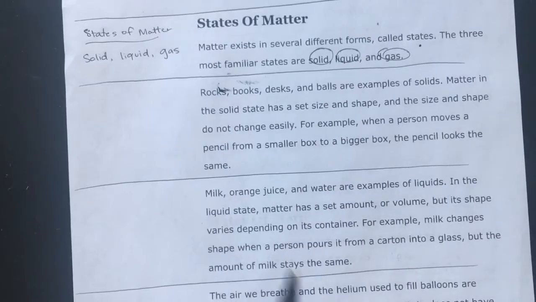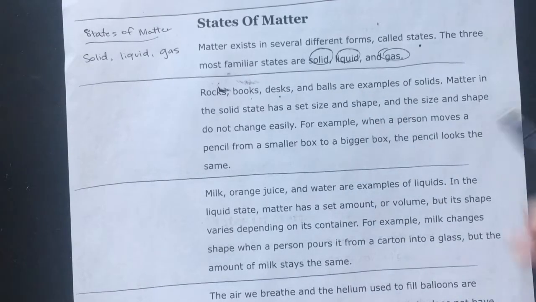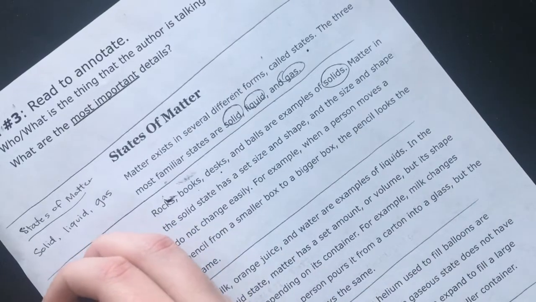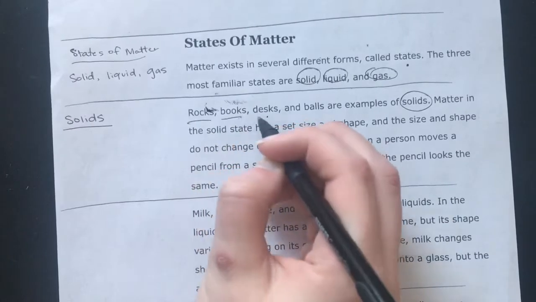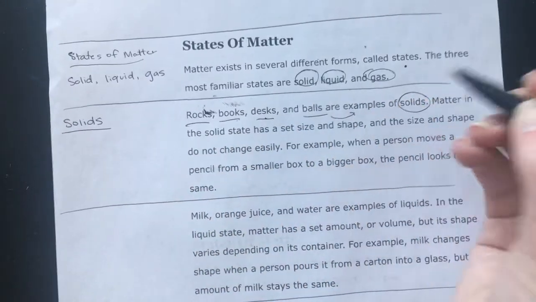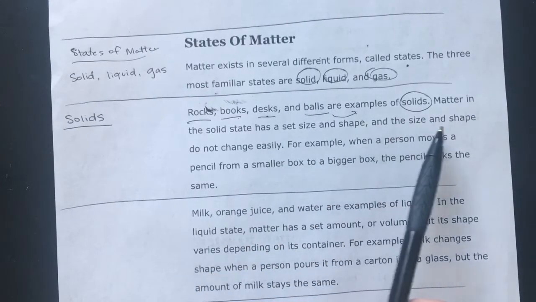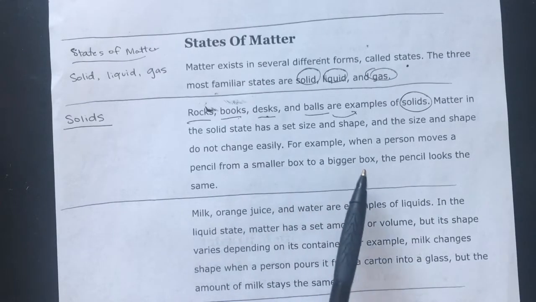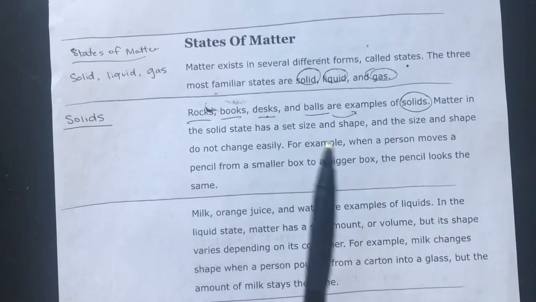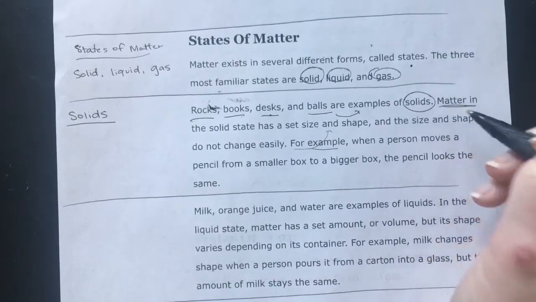Okay, next paragraph. Rocks, books, desks, and balls are examples of solids. So I know we're talking about solids in this paragraph, so I'm going to write solids over here. Okay, and then these are just examples. Matter in the solid state has a set size and shape, and the size and shape do not change easily. For example, when a person moves a pencil from a smaller box to a bigger box, the pencil looks the same. Okay, so this is just an example of this sentence. So I'm thinking that this sentence is really important. I'm going to underline it.